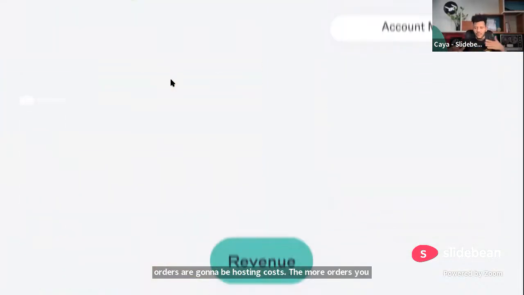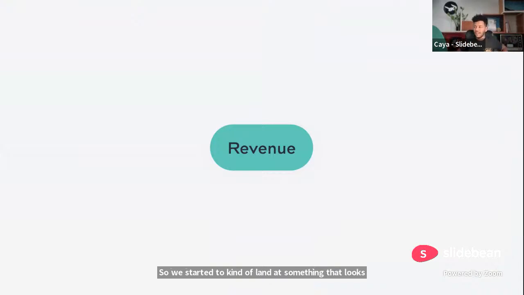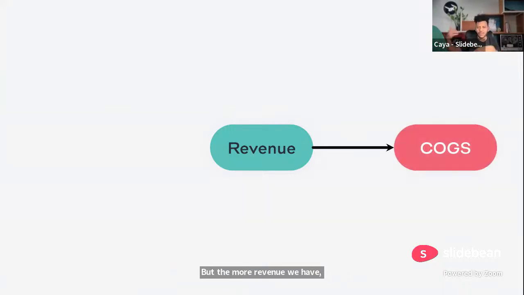So we start to land at something that looks like a causality, where yes, we have revenue at the core, but the more revenue we have, the more costs we have, right? So revenue is normally a driver of costs. If you're an e-commerce t-shirt shop, the more revenue you have, the more t-shirts you need to produce, the more t-shirts you need to print, the more shipping costs you need to cover for shipping all this product. So revenue drives costs, and costs are normally very proportionally tied to your revenue.